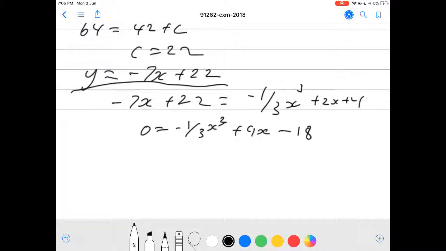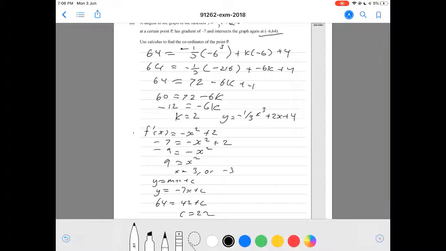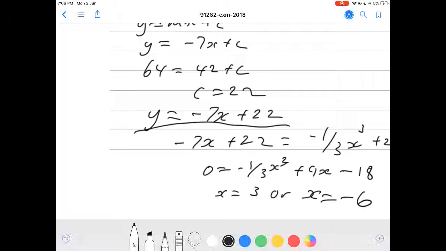So in the graphics calculator, we'll say a is negative 1 over 3. You have to go to the third degree, so negative 1 over 3. Our b value is 0, c value is 9, and d is negative 18. So we have our intersections. Our intersections are at x equals to 3 or x equals to negative 6. So negative 6 is here, negative 6, 64, and we also have x equals to 3.